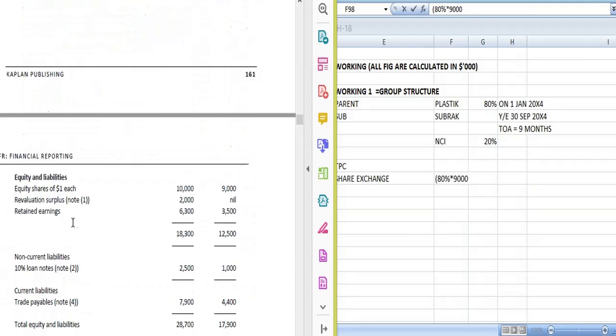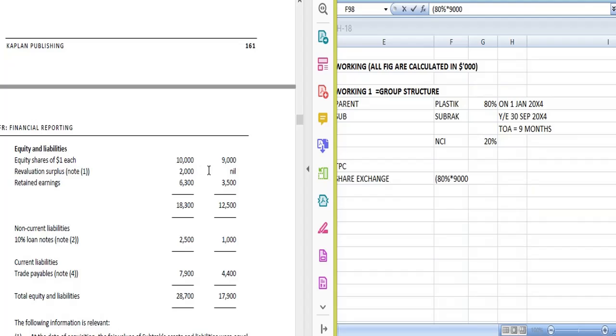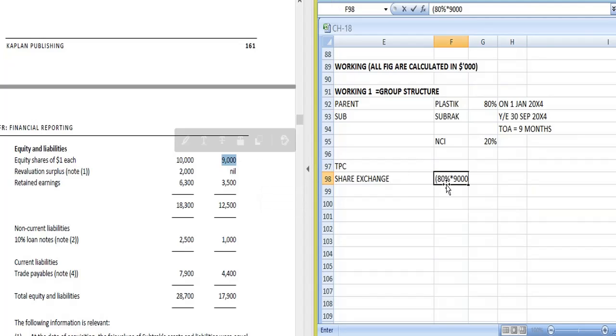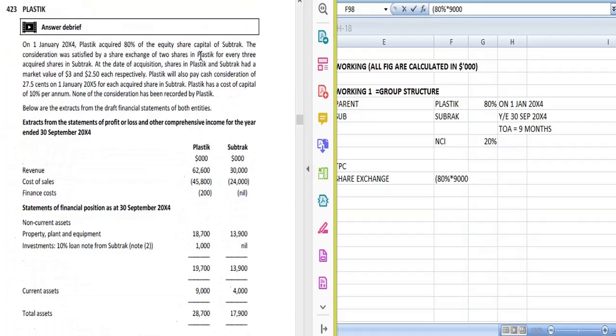So here, if the nominal value is 1, it means the number of shares is 9,000. Be careful with the nominal value as well, because sometimes in the question the nominal value might be indicated as 0.5. In that case the number of shares will be different. Here the nominal value is 1, that's why the number of shares is 9,000, so no issue. Now out of 9,000, 80% of the shares are acquired by the parent, right? And how many shares does the parent give and take from the subsidiary? The parent has given 2 shares and taken 3 from the subsidiary, right?